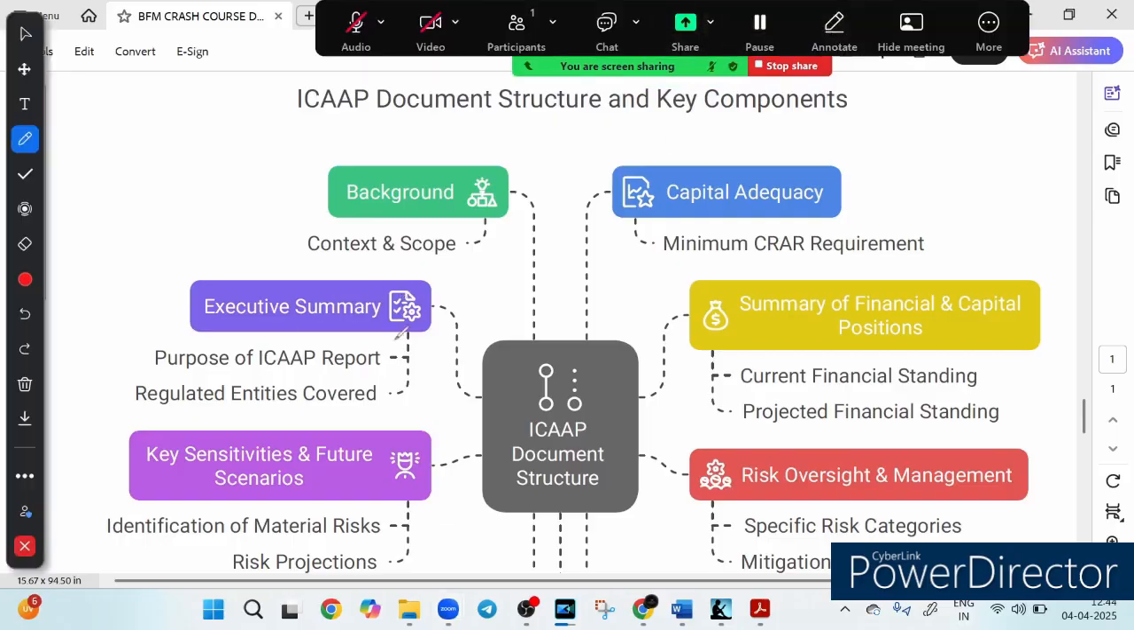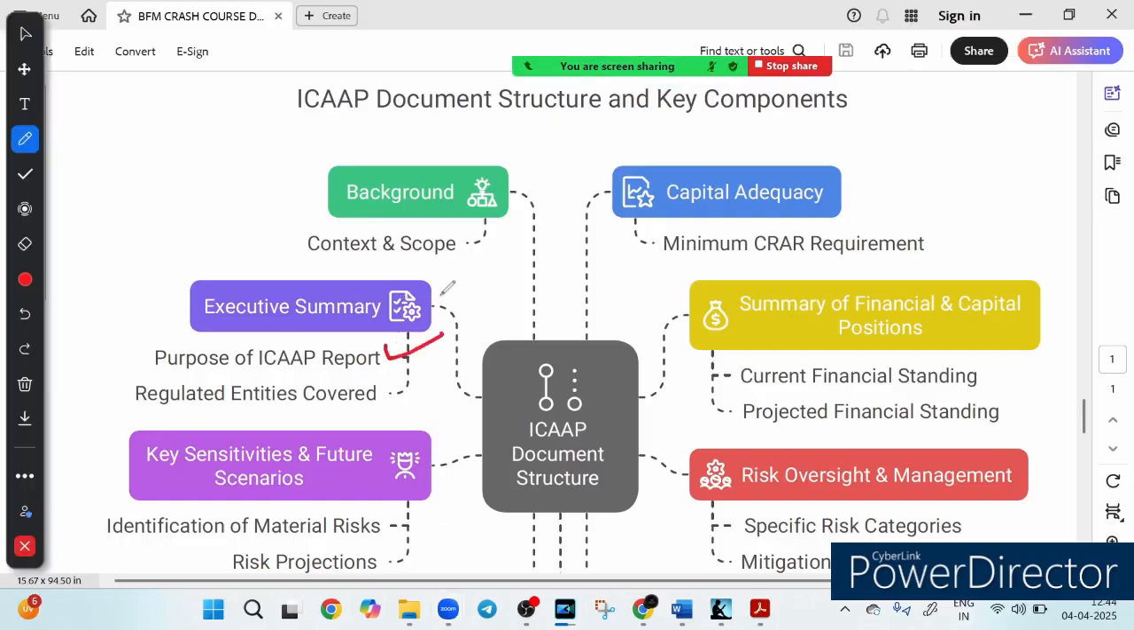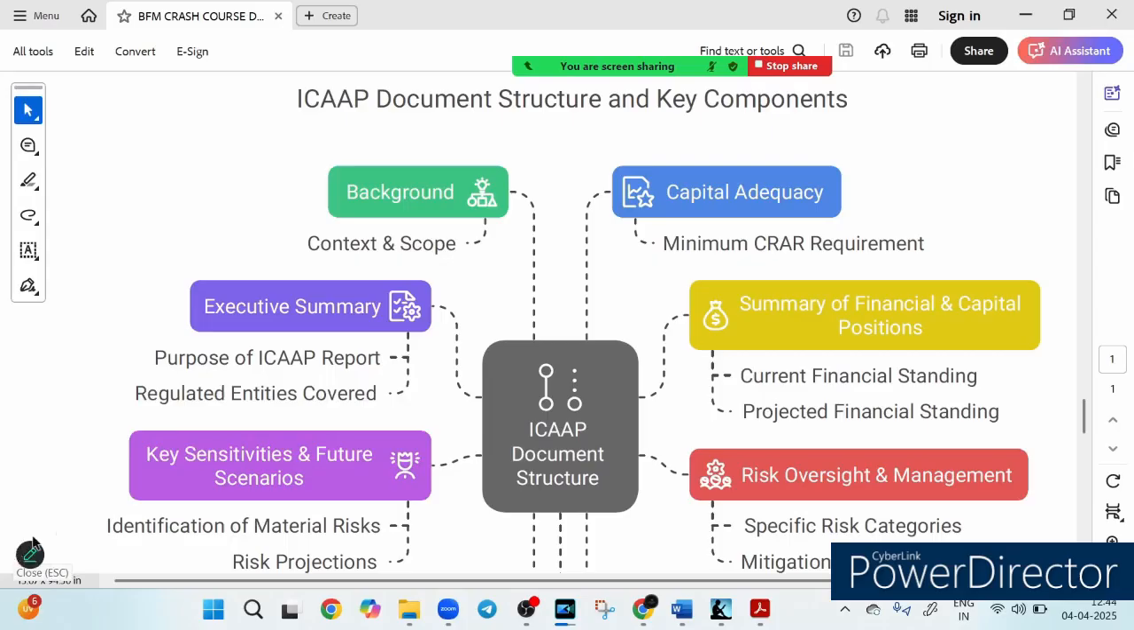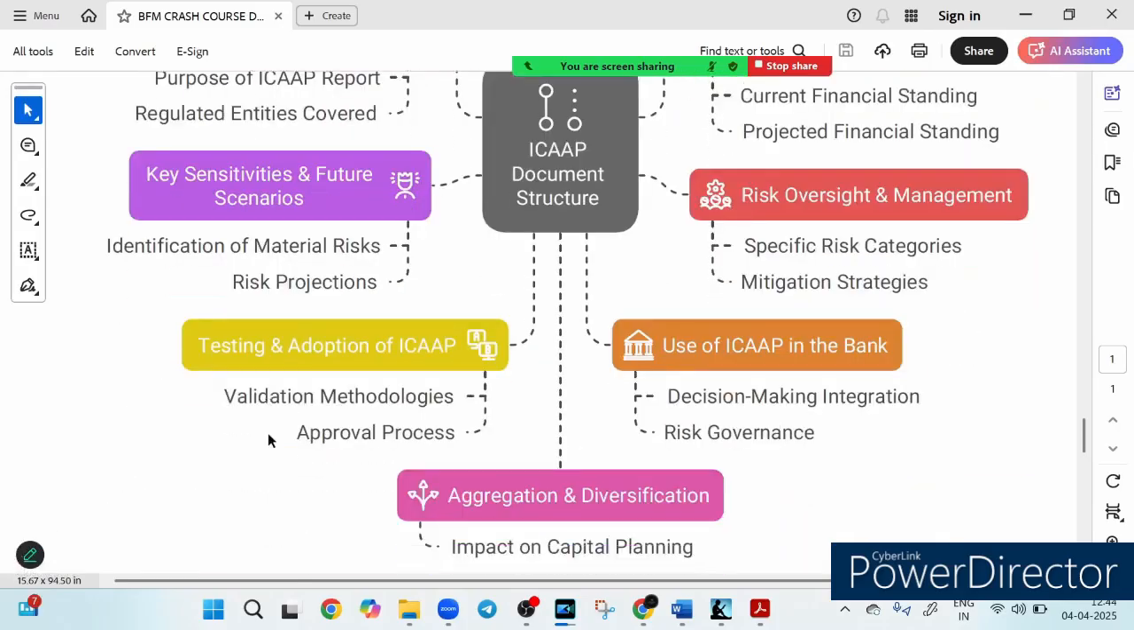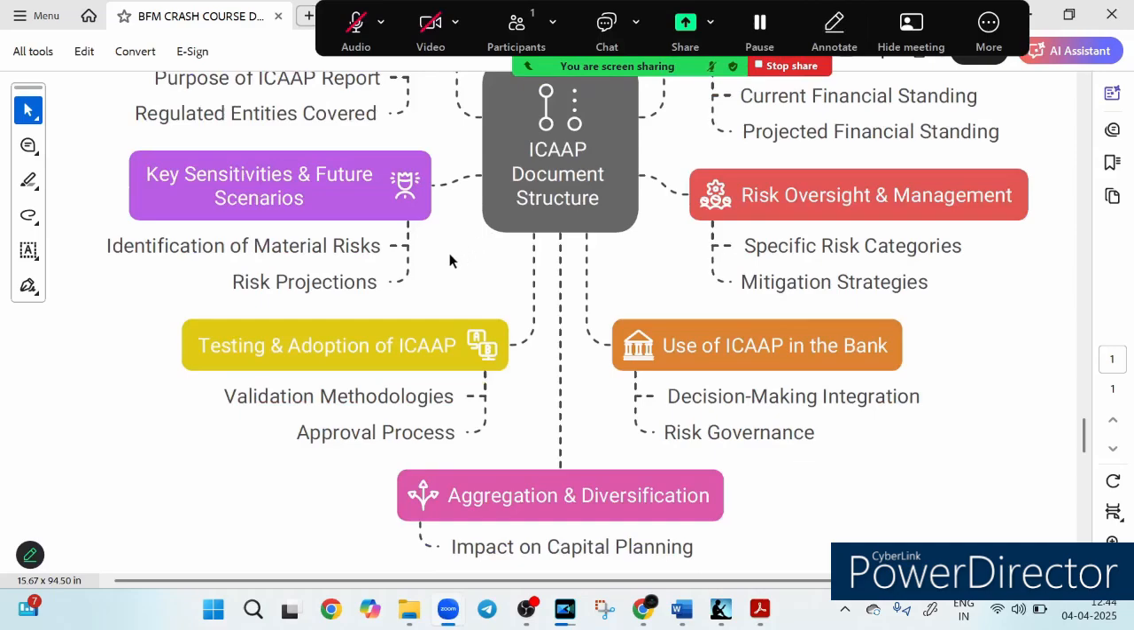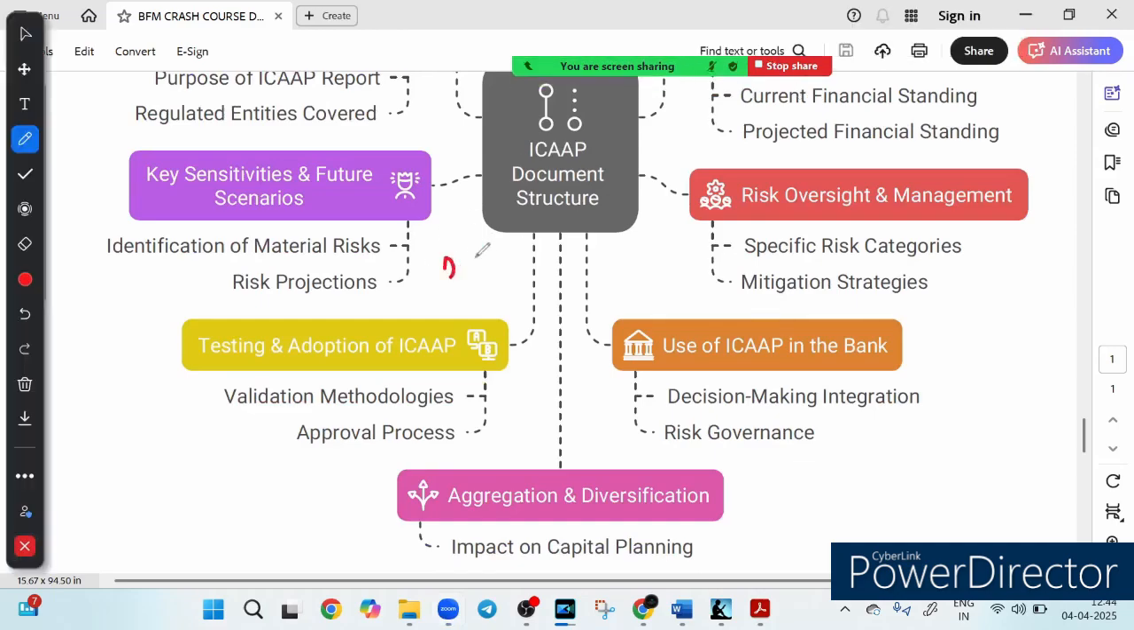It covers the purpose of the ICAAP report, meaning why it is important, and the regulated entities covered, meaning which banking units fall under ICAAP compliance. So this is the executive summary. Then we have key sensitivity and future scenarios, which includes that risk is not static; it evolves. Risk always evolves. So this section helps banks prepare for uncertainties.